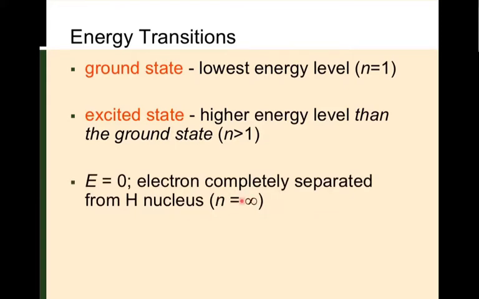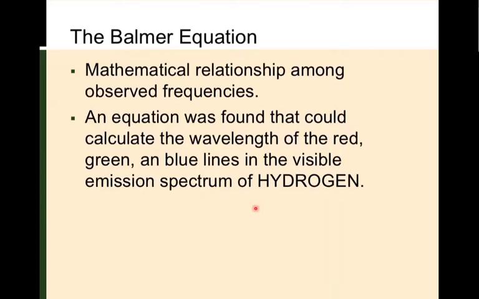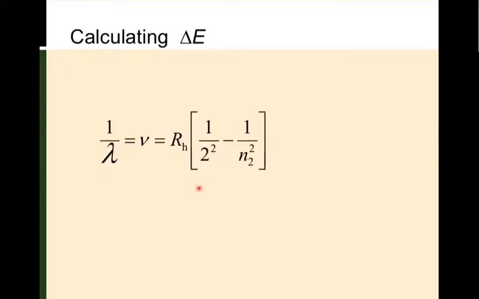So n is equal to infinity. Sorry. This is similar to the ionization energy. So the Balmer equation, which we just discussed, is a mathematical relationship among the observed frequencies. An equation was found that could calculate the wavelength of the red, green, and blue lines in the visible emission spectrum of hydrogen. It only works for one electron particles.